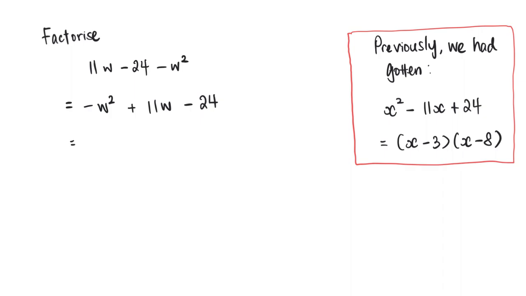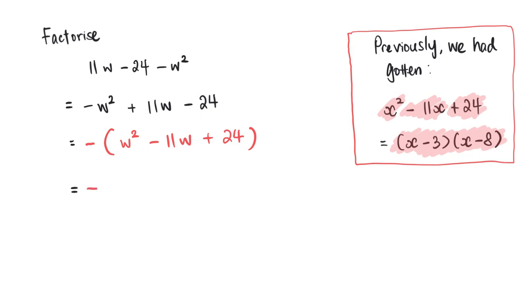So Mr. Tan realized that I could then take out negative 1, and I will have my positive w squared, negative 11w, positive 24, which does look quite similar to x squared minus 11x plus 24. Yes, and therefore I could make use of this result that we have previously gotten here.